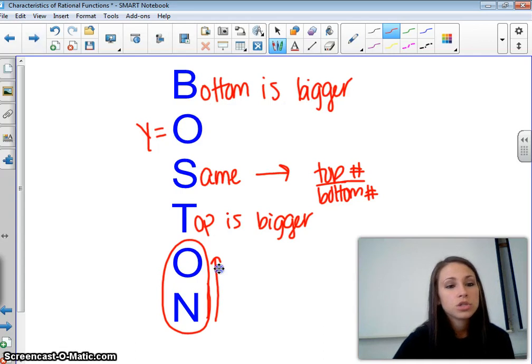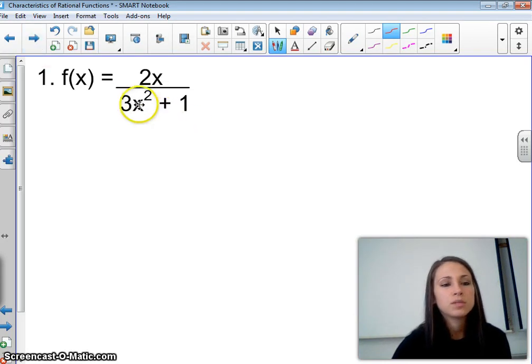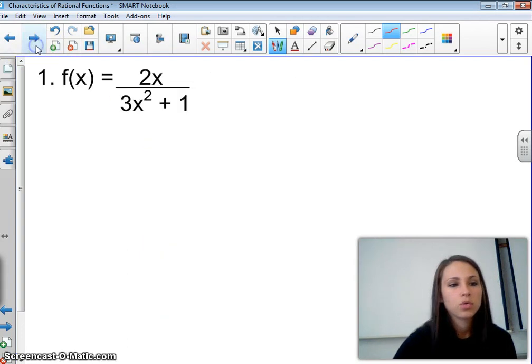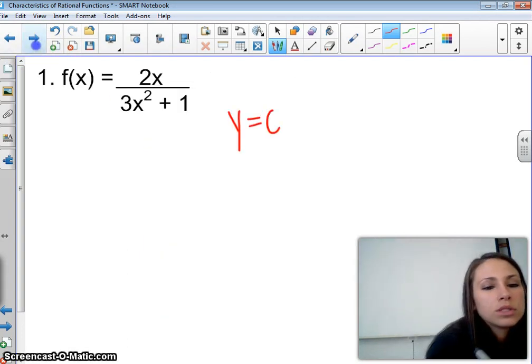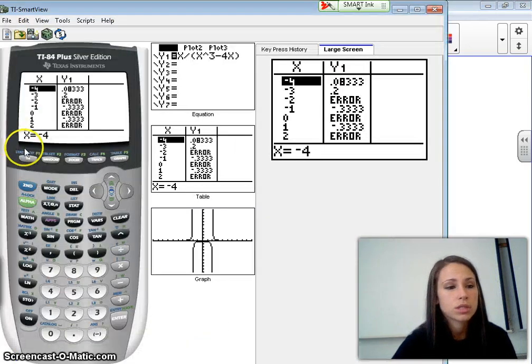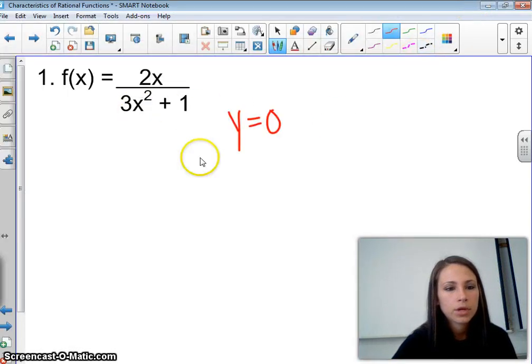Anyway, let's use these rules to find all of our horizontal asymptotes. So let's find the horizontal asymptote of this function. The bottom is bigger. So if the bottom is bigger, then y equals 0 is my horizontal asymptote. I'm going to show you on the calculator what a horizontal asymptote looks like. So let's plug this in. I'm going to plug in 2x divided by 3x squared plus 1.